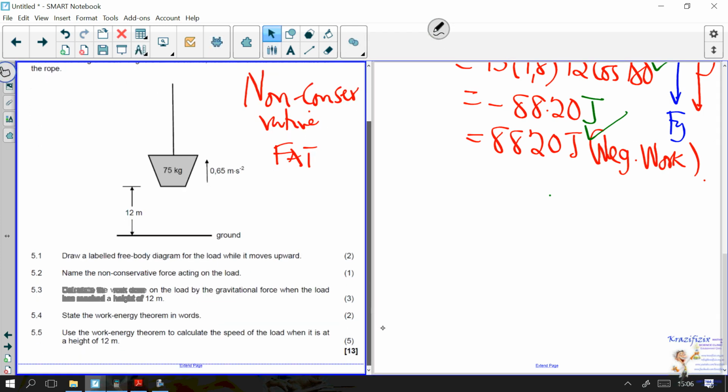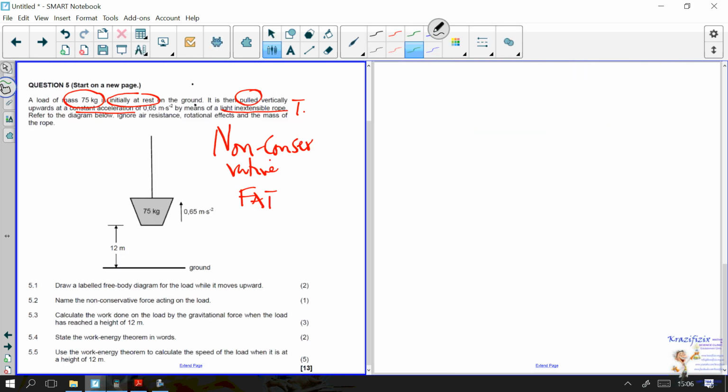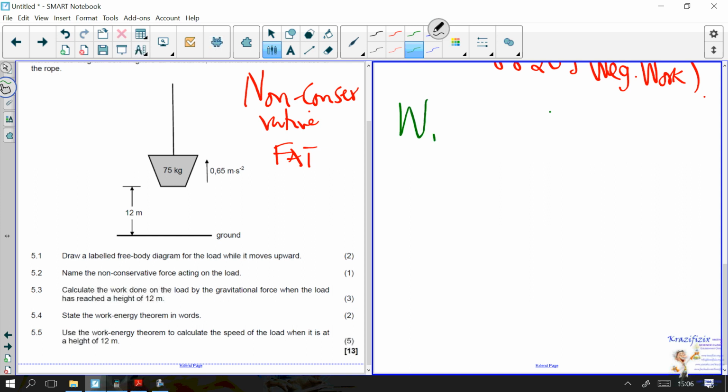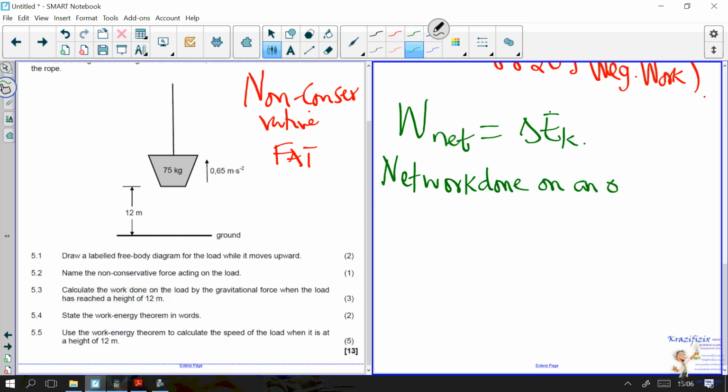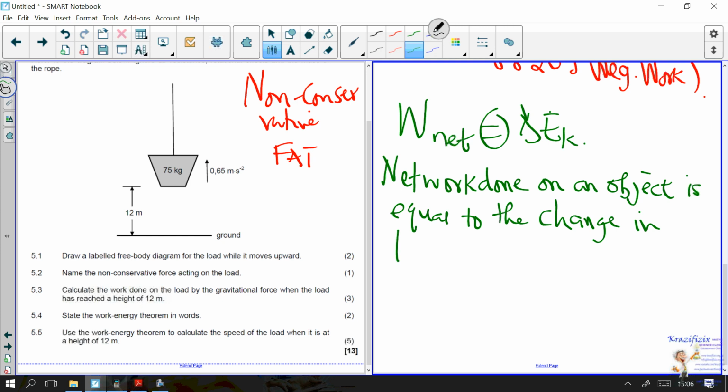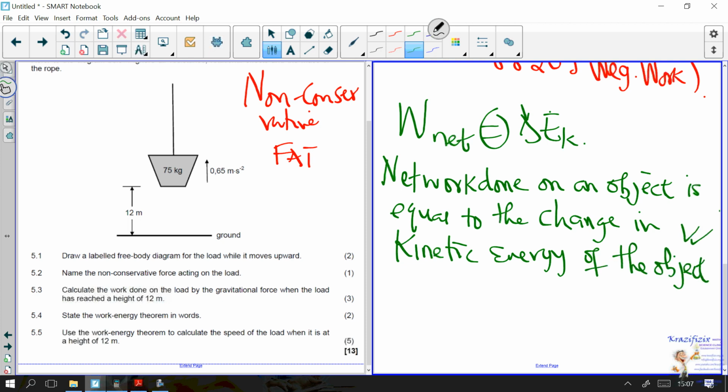Question 5.4. Wow, this is just straightforward. Go to your formula page and write down this formula, the work energy theorem, and state it in words. The net work done on an object is equal to the change in kinetic energy of the object. You have 2 marks there. You're done. Change this into English, that's what the question is saying.